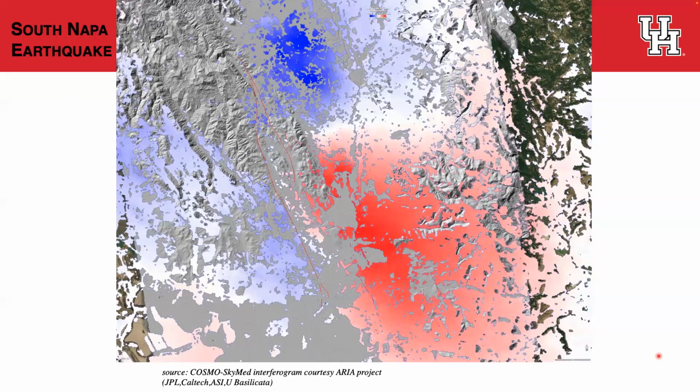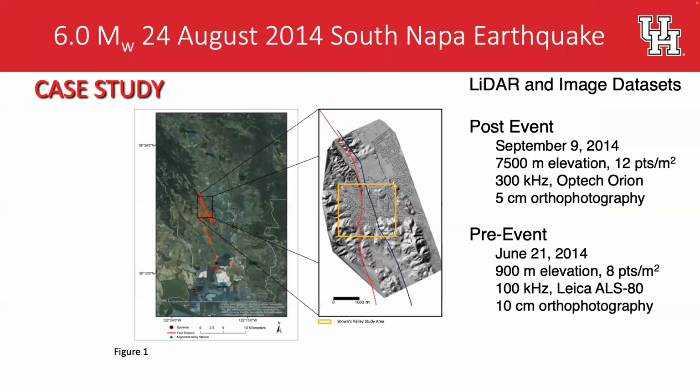So InSAR is potentially a tool, but it has problems when you have large ground motion. And so the next thing you'd like to say is, well, can we use airborne LiDAR point clouds, or can we use image correlation techniques to do these types of measurements?